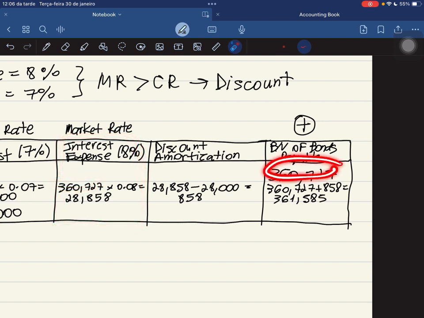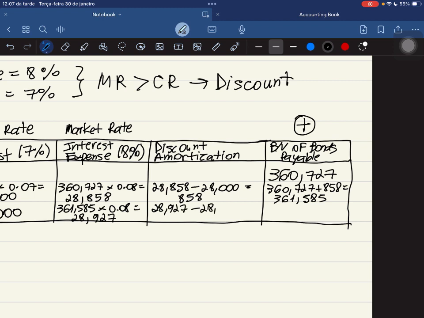Okay, yeah. For this column, remember that we use the issuance price, right? Or the current book value. Now, this is the current book value, so we're going to be using this number over here. Same rate of 8%. That gives us 28,900 and approximately 27. Yeah, okay. Now the difference is just going to be 927, right? Okay, and now the book value is going to be the previous book value plus the difference that we just calculated.